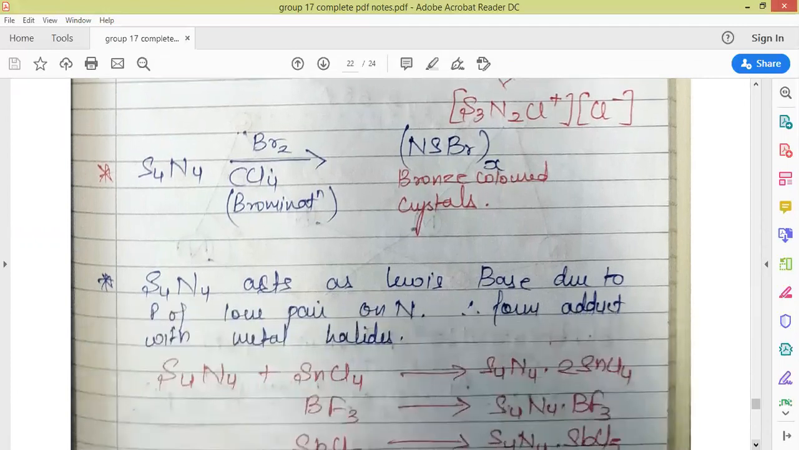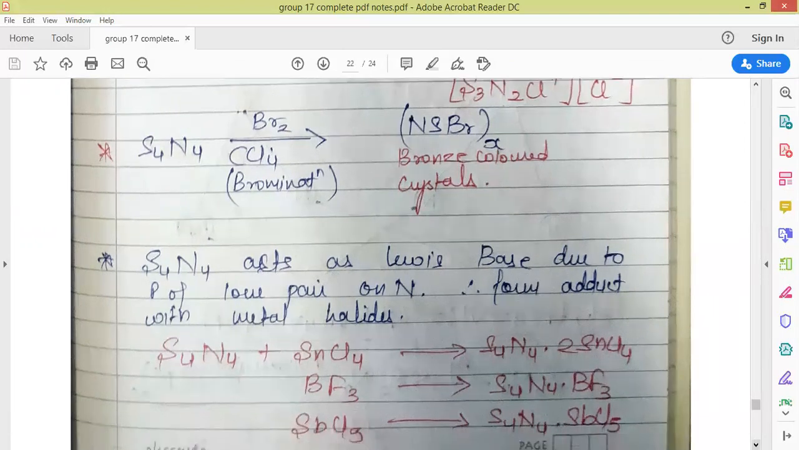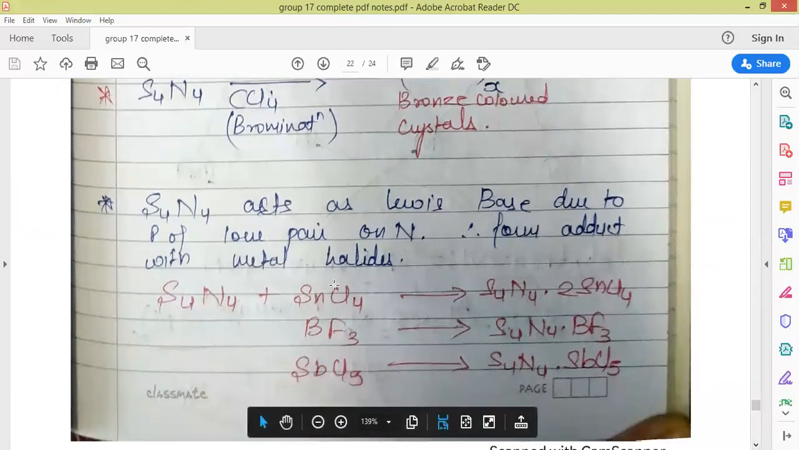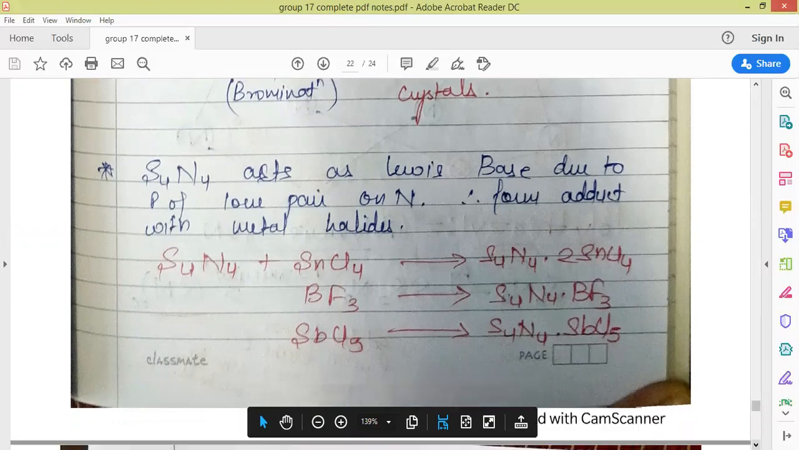The last property is that S4N4 acts as a Lewis base due to the presence of a lone pair on nitrogen, and it forms an adduct with many metal halides which act as Lewis acids. These are the Lewis acids with which it acts as a Lewis base, and the formation of an adduct takes place. So this is all about the reactions of S4N4.